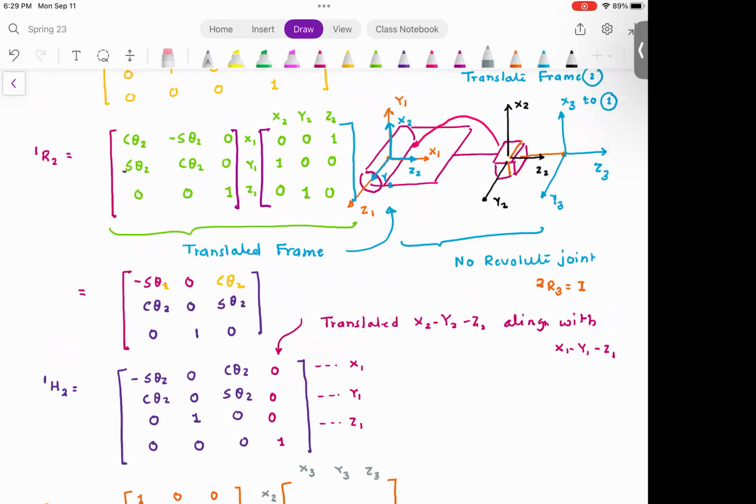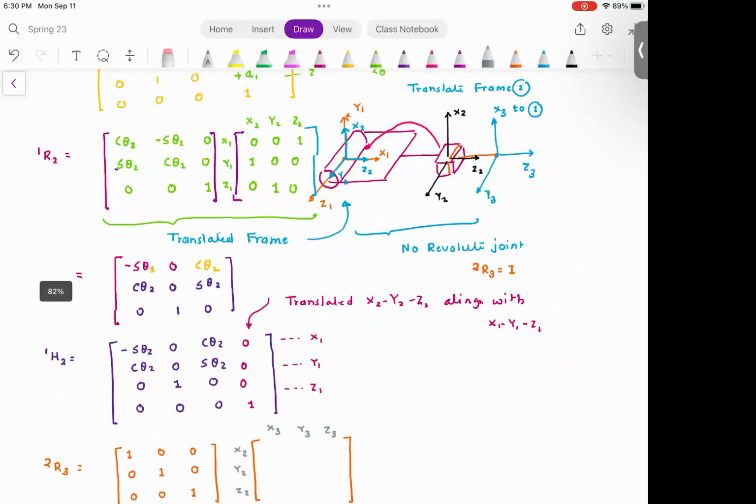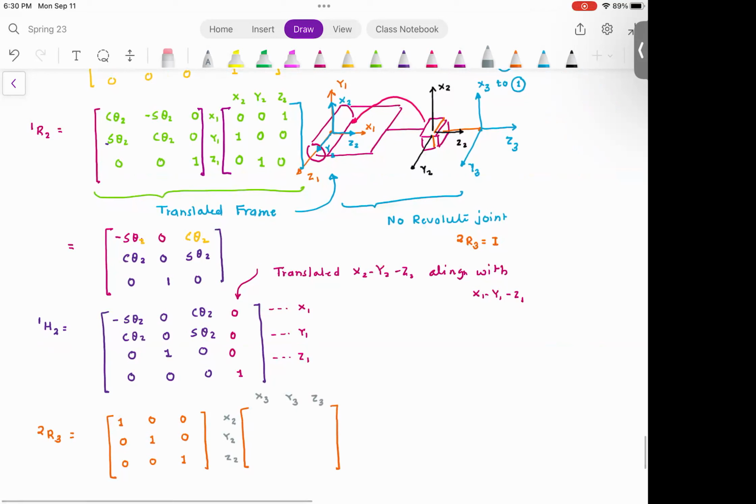And please understand, we are not capturing the translation between the frames. This transformation, which is 2R3, is only for rotation. So please try to understand, X3 is aligned with X2. Can you see that X3 is aligned with X2? Y3 is aligned with Y2. And Z3 is aligned with Z2. So in this particular case, the projection matrix is identity. That's great, but it doesn't have to be. So finally, 1, 0, 0, 0, 1, 0, 0, 0, 1.